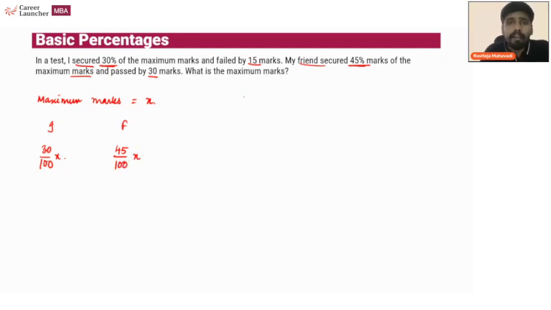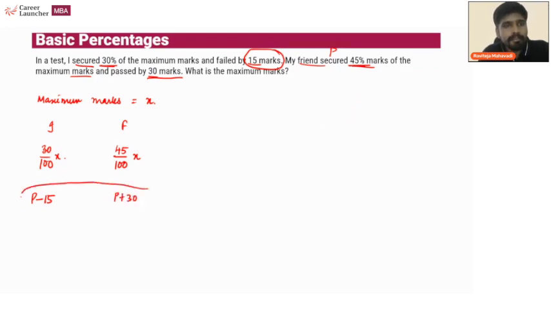And what happened with me? I failed by 15 marks. So let us say the pass marks is P. Another variable I am introducing over here. Let us say the pass mark is P, then I would have got P minus 15. And what did my friend get? He secured 45% marks and he got P plus 30.